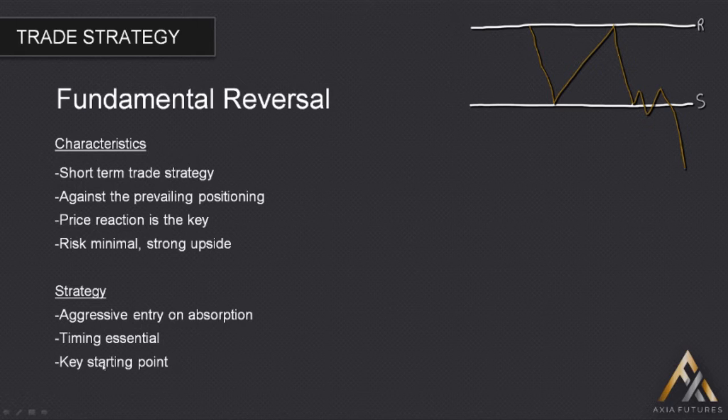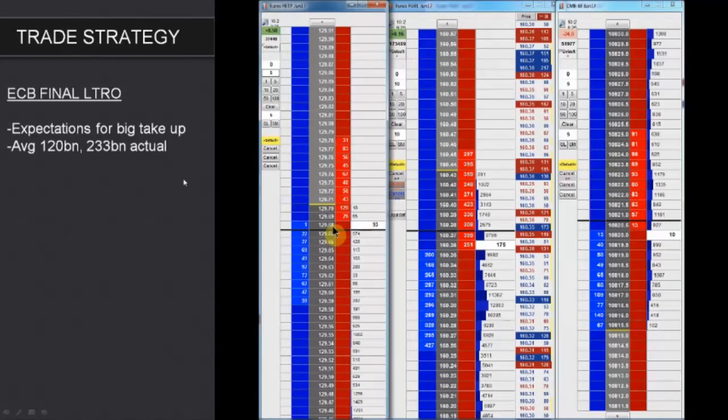Now, I'm going to show you an example of how this gets traded in a ladder, and then I'm going to show you an example that came out this week in the German 10-year bonds. So you can see the strategy not just on a ladder, but also on the charts. Let's get into it. So this is the ECB final LTRO announcement that came out not this past week, but the week before.